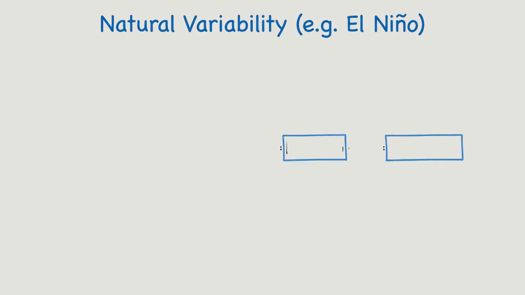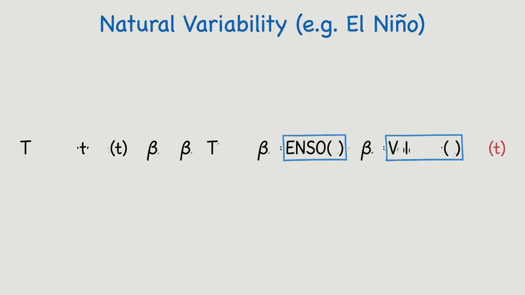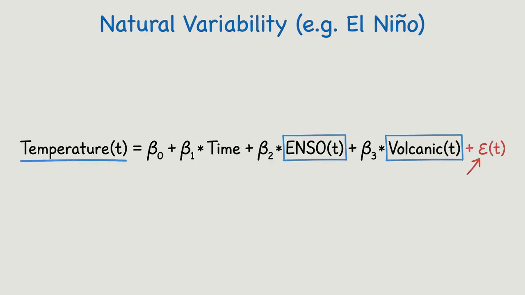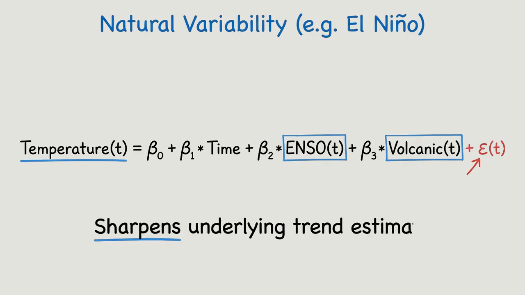A common mistake is to say a trend is just natural variability, like El Niño. Statistically, you can address this by including known modes of variability as covariates in a regression. You regress temperature on time and on an ENSO index, volcanic aerosols, or other relevant factors. The time coefficient then represents the underlying trend after accounting for those influences. This is not full attribution, but it sharpens trend estimates and avoids misleading claims.